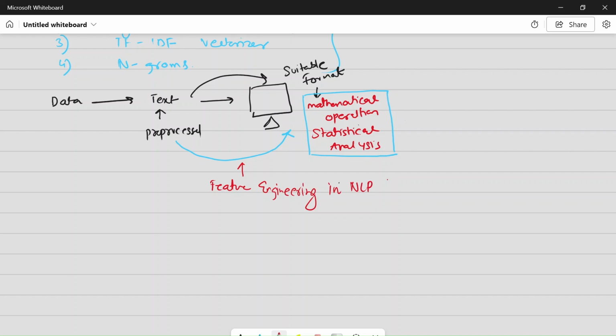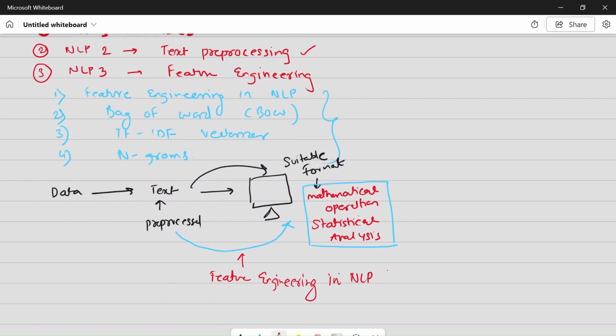I hope you understood the definition of feature engineering. So what are the techniques available in feature engineering? One is bag of words, second is TF-IDF, and third is n-gram. Not only n-gram, but after n-gram there is one state of the art technique called word embedding. So these are the techniques we are going to learn.